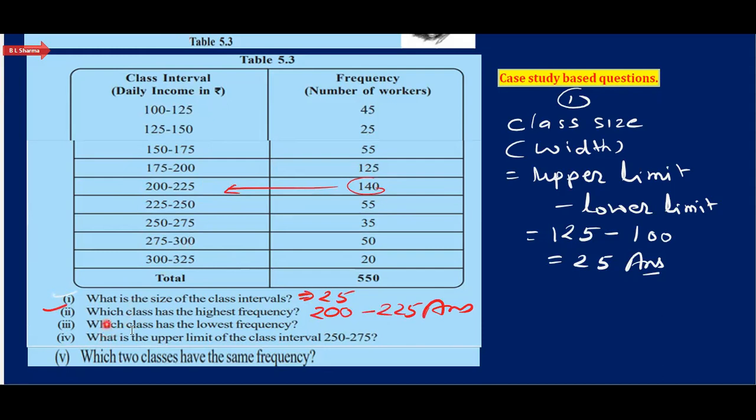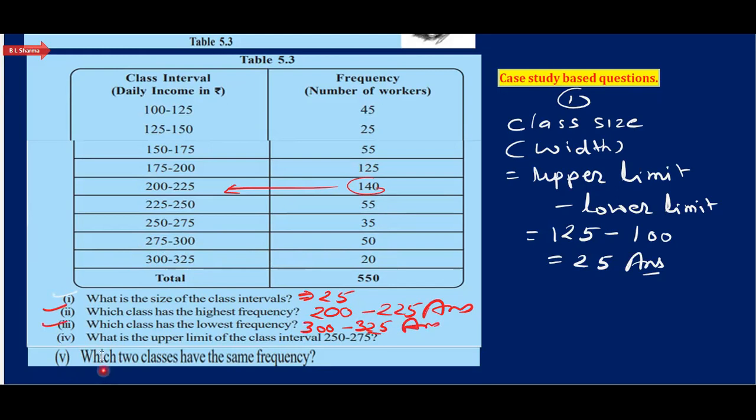Now the third part of the question is, which class has the lowest frequency? सब में कम कौन सा? देखिए 20, 30, 50, 35, 125, 55, 25, and 50. I think this 20 is the lowest, and this class interval is 300 to 325. So we can write 300 to 325 as the answer for this class.